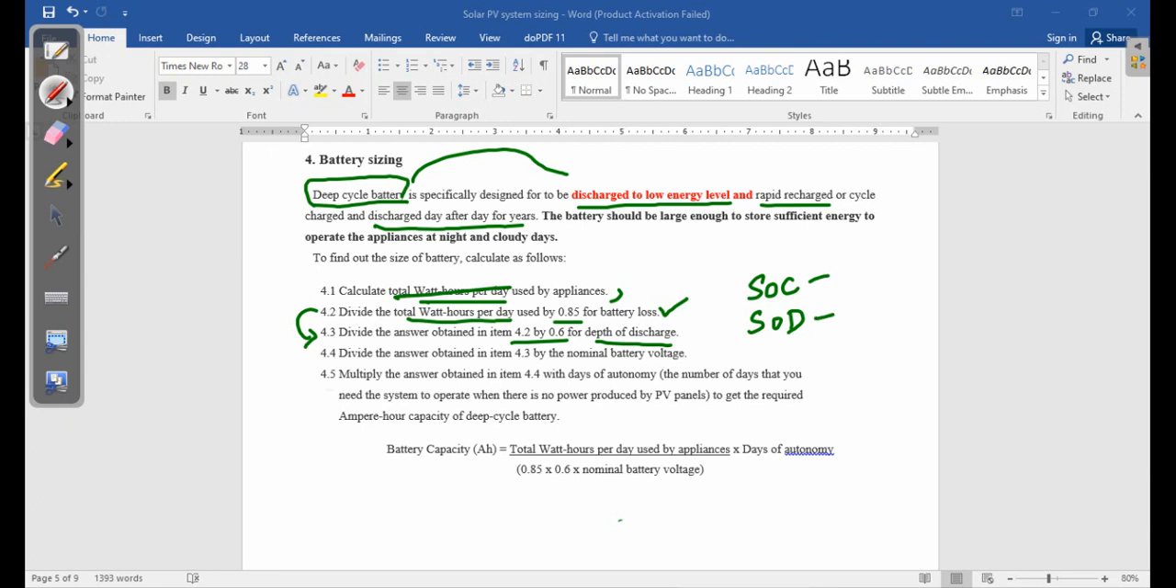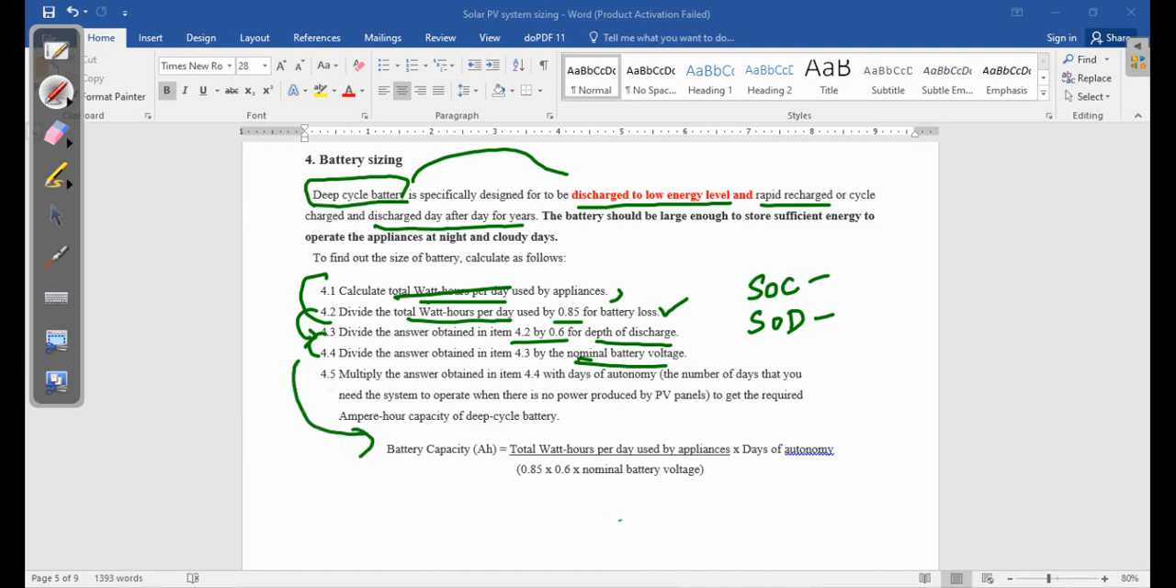State of discharge means the battery used to discharge the value to the load. So what is the maximum depth of discharge that can happen? It is 0.6. So we have to divide by 4.2. What is the value arrived in the second section? We have to divide by 4.3. Again, the total values will be divided by the nominal battery voltage. So the formula is arriving over here.